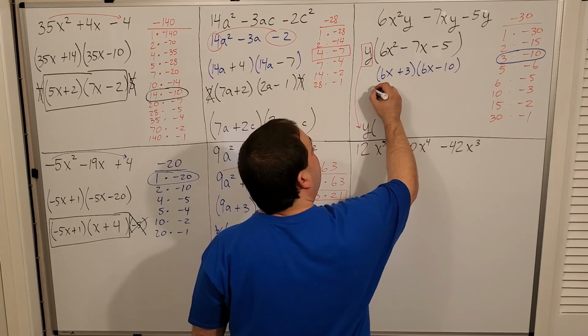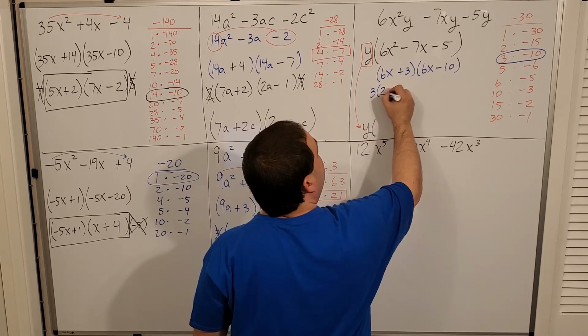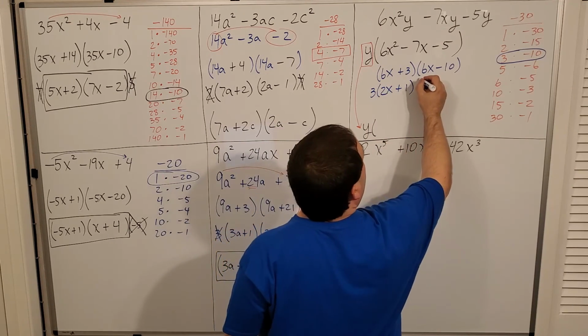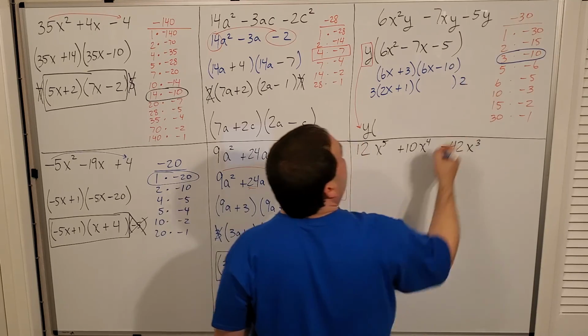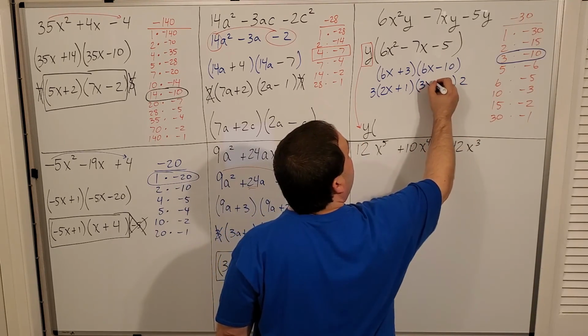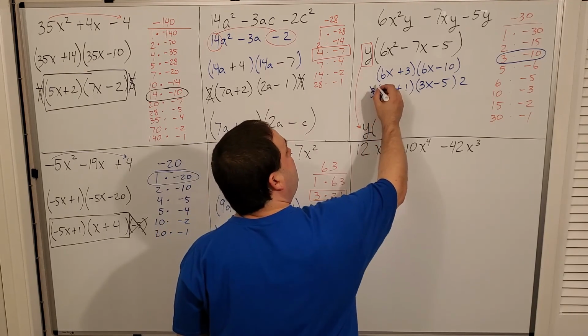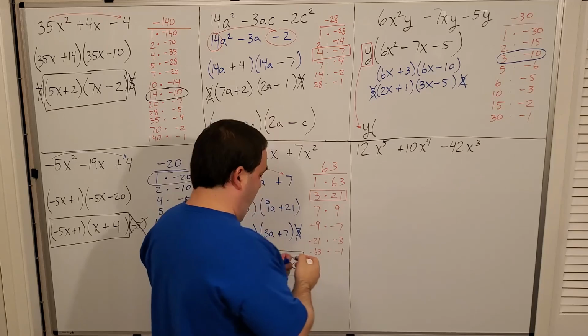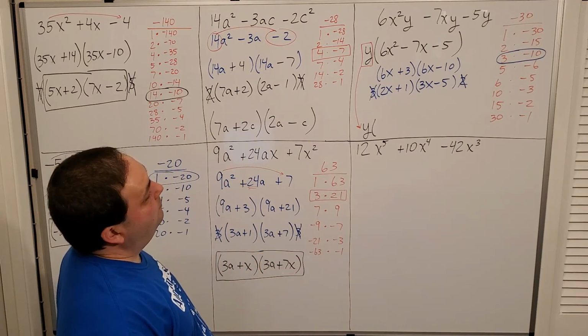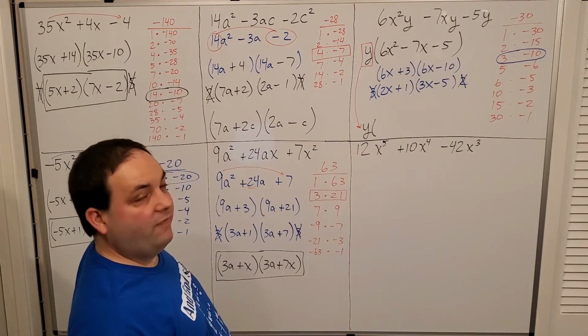6 and 3 have a 3 in common, leaving me with 2x plus 1. 6 and 10 have a 2 in common, leaving me with 3x minus 5. Okay, so of course these get thrown away, right? The filtered out pieces get thrown away. And then I can write up my final answer.